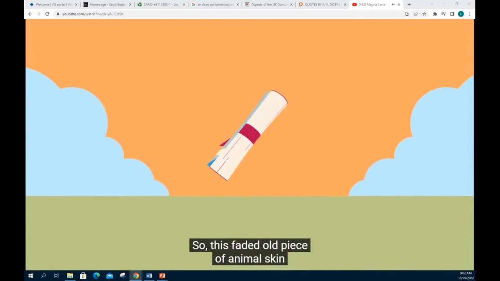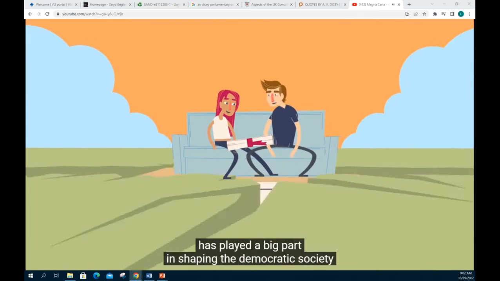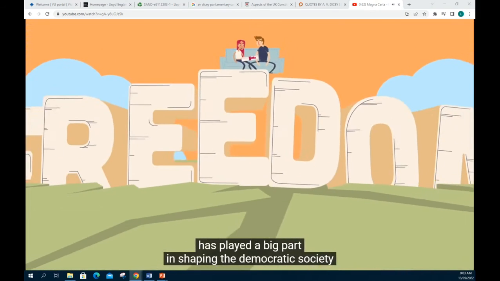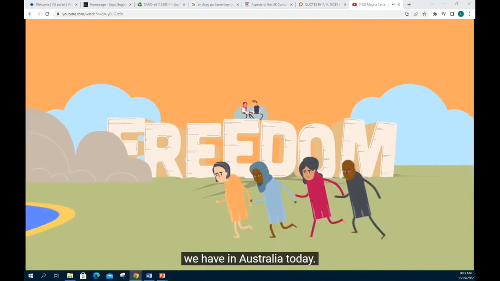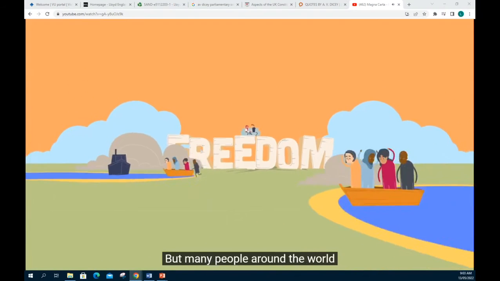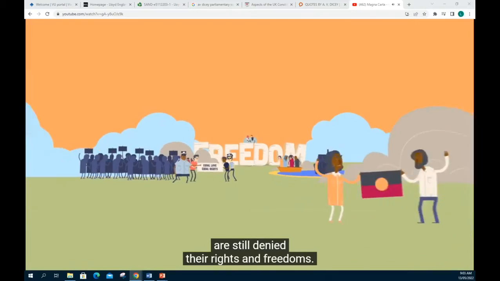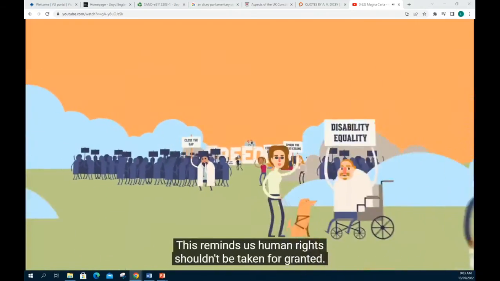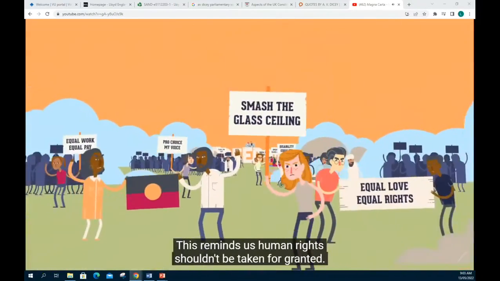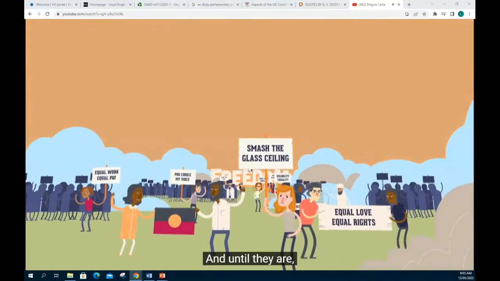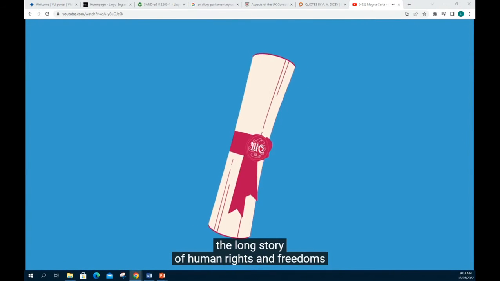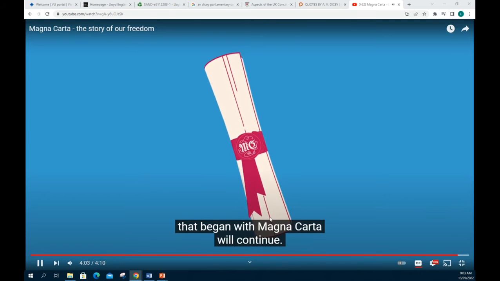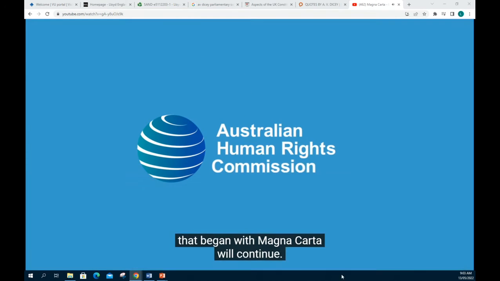So, this faded old piece of animal skin has played a big part in shaping the democratic society we have in Australia today. But many people around the world are still denied their rights and freedoms. This reminds us human rights shouldn't be taken for granted, and until they are, the long story of human rights and freedoms that began with Magna Carta will continue.